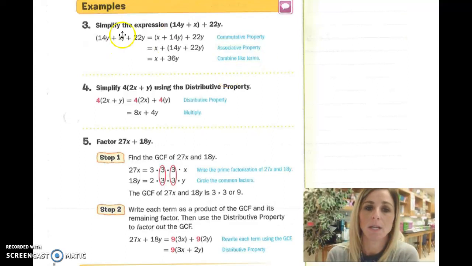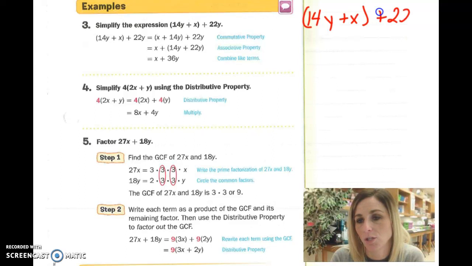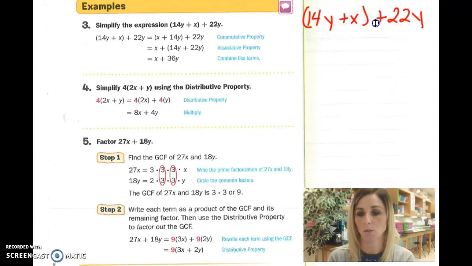All right, here's our problem. 14y plus x, those are in parentheses, plus 22. If you look at this, this is commutative property. All it is adding. So we can move this around because it doesn't matter which order they're in, right? That's what commutative property is all about. 6 plus 3 equals 9. 3 plus 6 equals 9. It's the exact same thing.